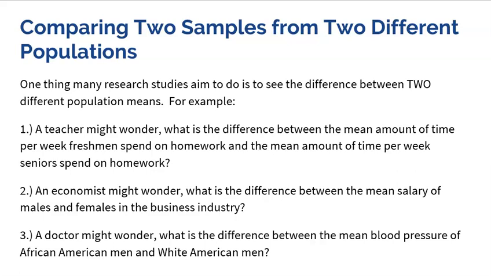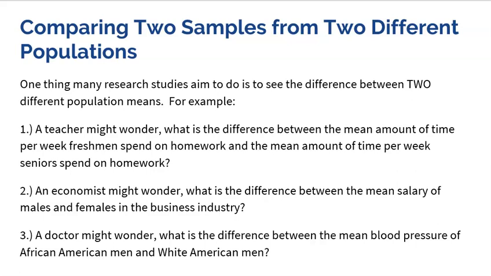Well, one thing many research studies aim to do is to see if there is a difference between two different population means. For example, a teacher might wonder, hey, what's the difference between the mean amount of time per week freshmen spend on homework and the mean amount of time per week seniors spend on homework? An economist might wonder what is the difference between the mean salary of females and males in the business industry. And a doctor might wonder what is the difference between the mean blood pressure of African American men and white American men. So oftentimes researchers aim to look at the difference between two populations.